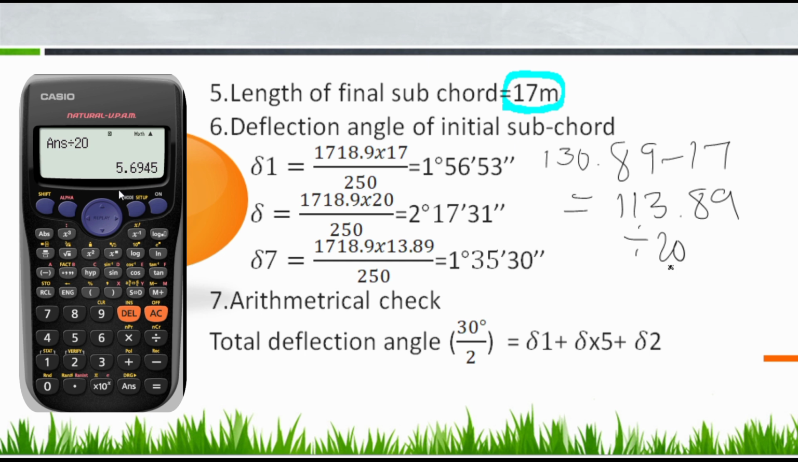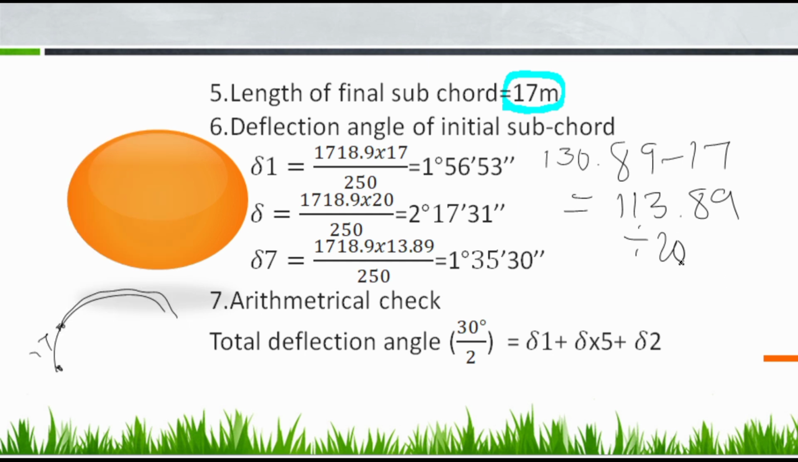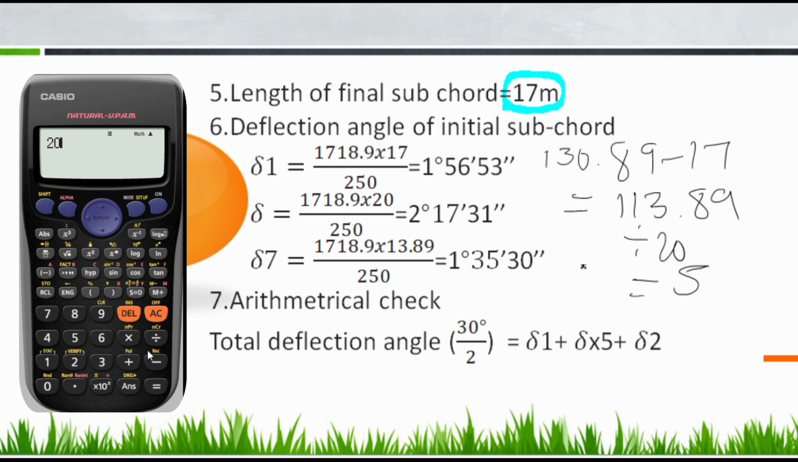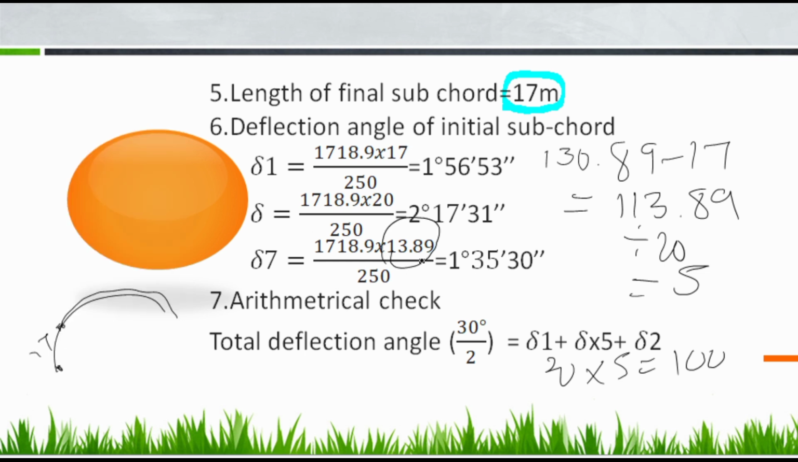113.89 divided by 20, and as you can see we have 5 full subchords. So by dividing this you'll get 5 full subchords. Our 20 meter interval, we have 5 full subchords, and we want to know the distance that remained. So that is 20 multiplied by 5, which is 100. Subtracting that, our last subchord becomes 13.89, and that's how I got my C1 and the last C.